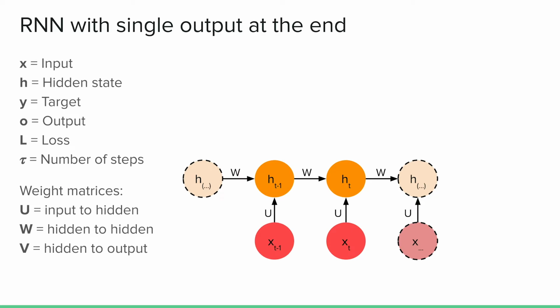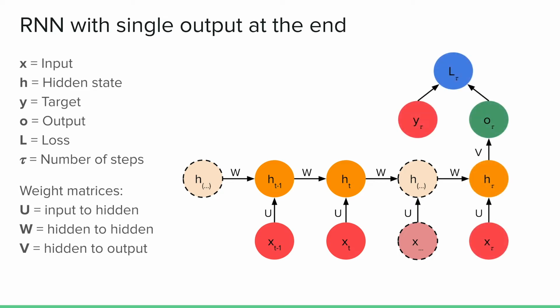We can have a single output at the end. So what we can do here is summarize our input and digest it into one representation. So let's clear up the terminology here. X would be our input, and that input is a sequence, so at each time step we process the next sample. We have our hidden state H, we have our target Y that we want to predict, and our actual output that comes as the last step, and a few other things.